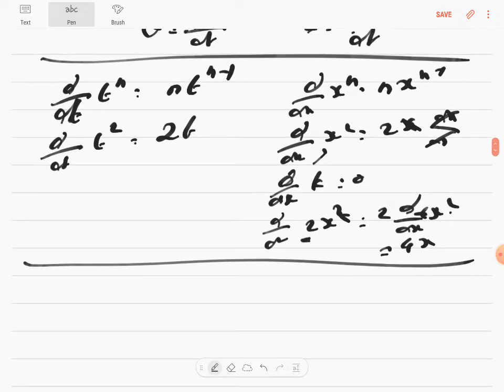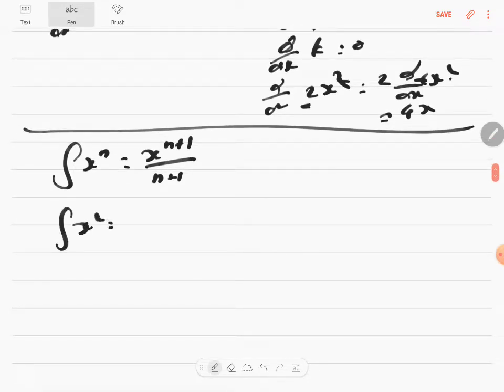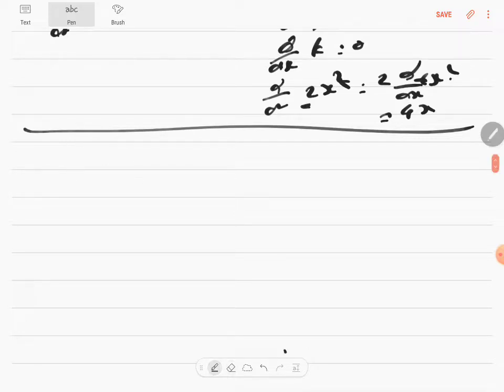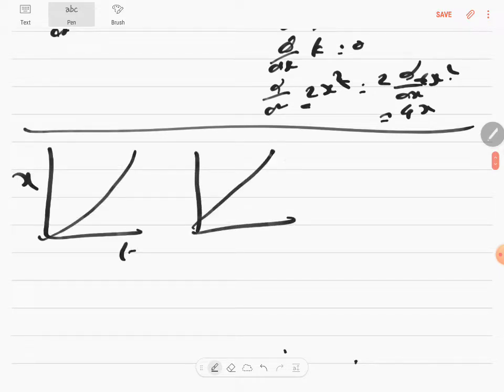Integration of x to the power n is x to the power n plus 1 by n plus 1. Integration of x square is x cube by 3. Integration of x cube dx is x to the power 4 by 4 and so on. So where is integration going to come? You must learn all the integration formulas from the PDF. Integration is when you have an xt graph like this, the velocity-time graph will be like this, and the acceleration-time graph will be like this, correct?